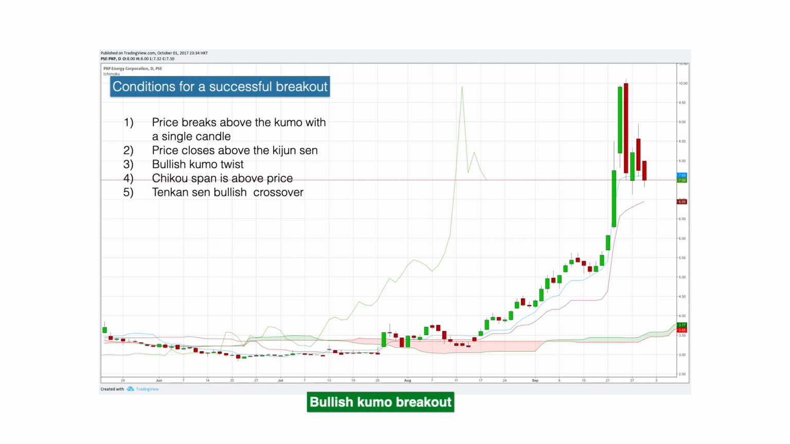So what are the conditions for a successful breakout? First, price breaks above the Kumo with a single candle. Second, price closes above the Kijun-sen. Third, a bullish Kumo twist. Fourth, the Chikou span should be above the price. Fifth, a Tenkan-sen bullish crossover.